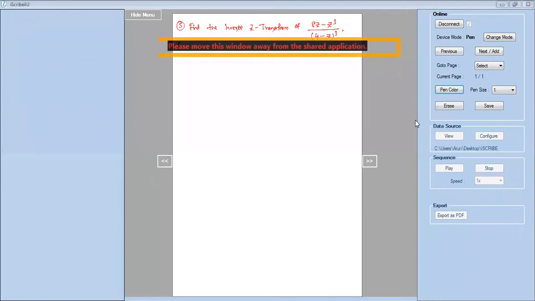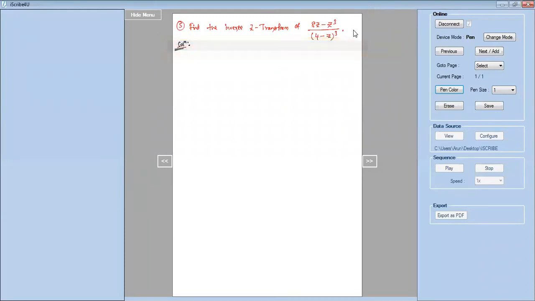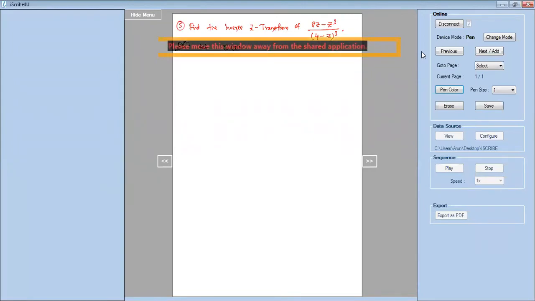Solution. See, first, as usual, the given function, this one will be taken as u bar of z. Let u bar of z equals 8z minus z cube divided by 4 minus z whole cube. So this is the function given.